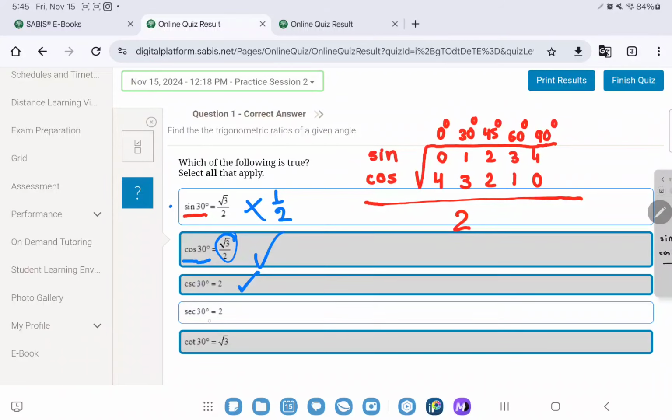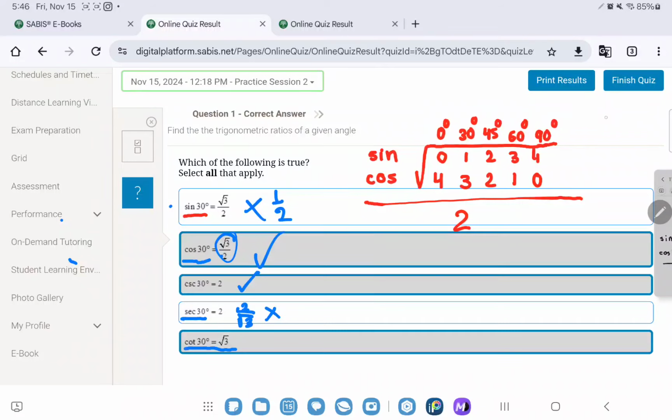So yes. Secant is the reverse of cosine, so it's supposed to be 2 over radical 3. So this is wrong. Cotangent is the reverse of your tangent.